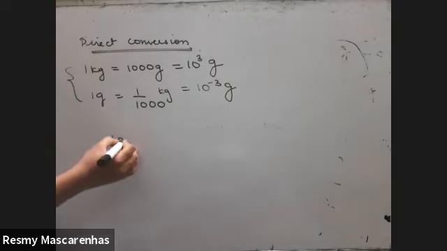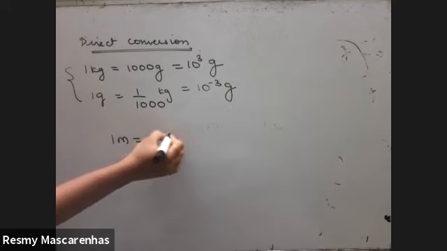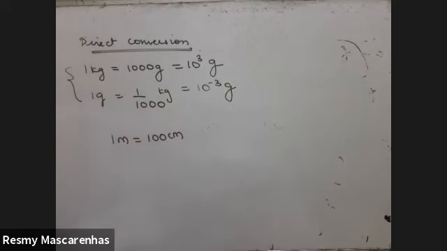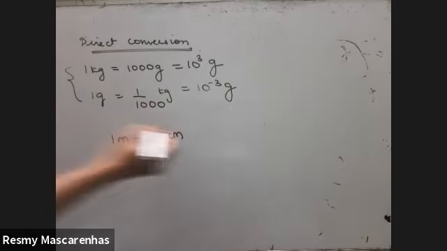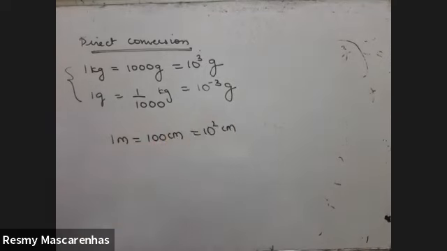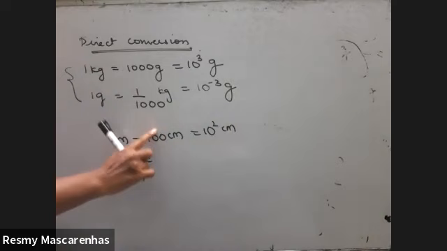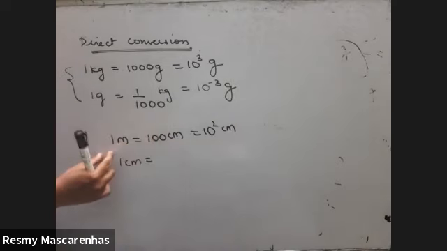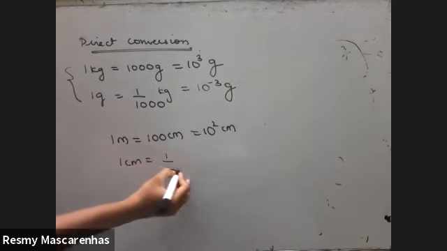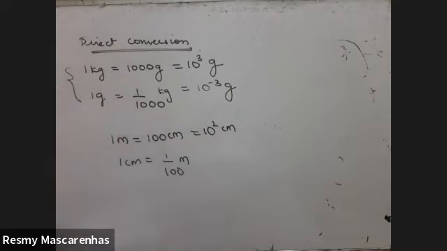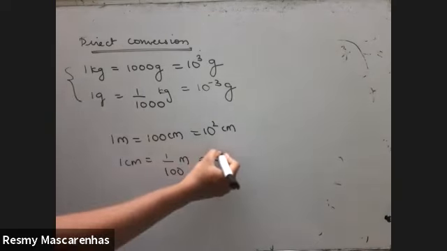Same way, 1 meter is 100 centimeters. So 10 raised to 2 centimeters. Same way, 1 centimeter will be, if you want to know here, bring this 100 down. 1 upon 100 meters. It is nothing but 10 raised to minus 2.